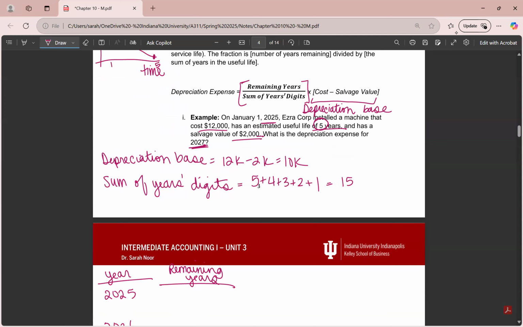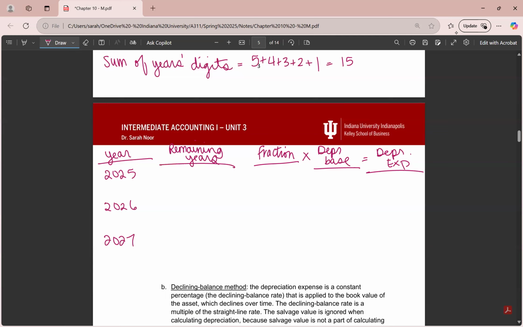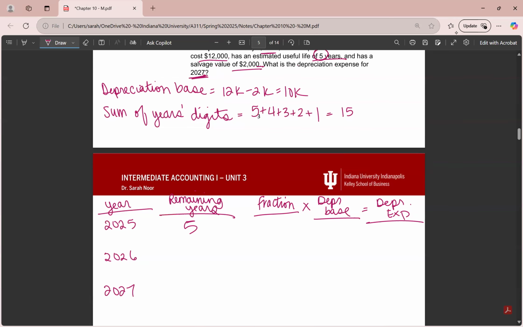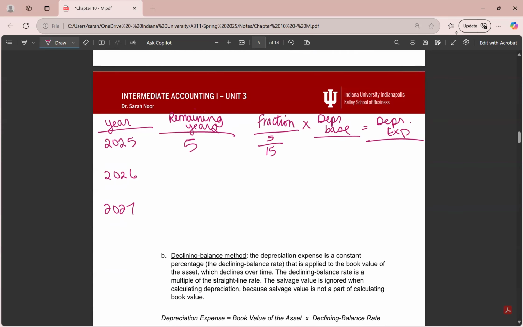So that fraction times the depreciation base is going to give us the depreciation expense for the year. So in 2025, we have 5 years of useful life left. So our fraction is the remaining years left, 5, divided by the sum, so 15. And the depreciation base is 10,000. So that multiplies out to 3333.